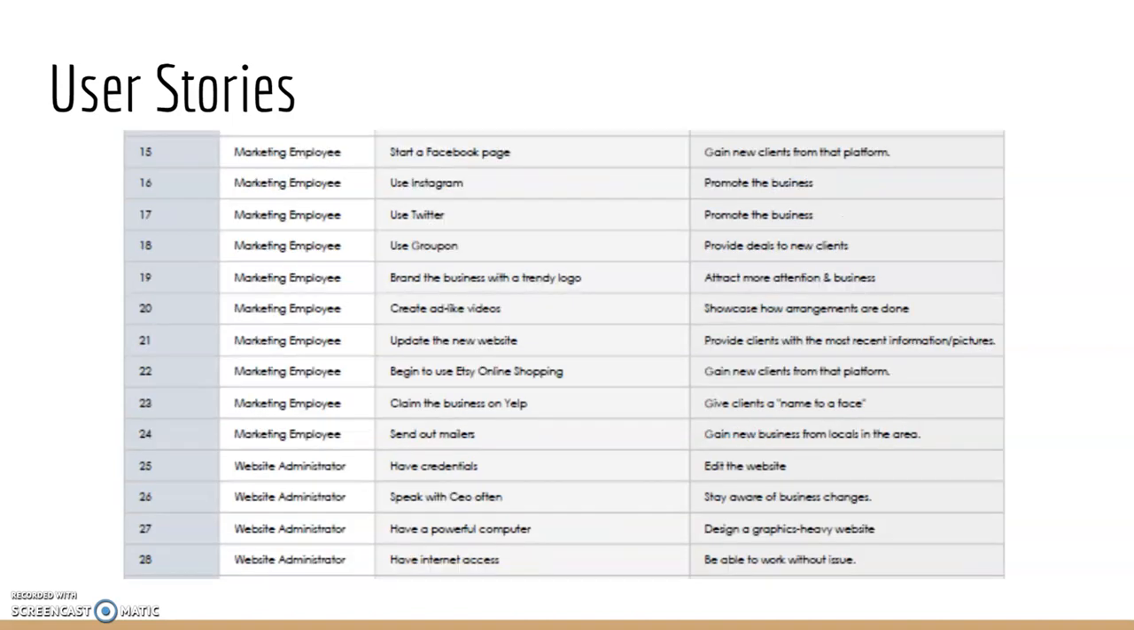Well, the next one, like I said, we're just going to jump around for these. As a marketing employee, I want to use Instagram so that I can promote the business. That's user ID number 16. We would have a marketing employee within Balloons by Shell's, so that way they can handle all of those types of social media, website, mailer type of tasks for the business.